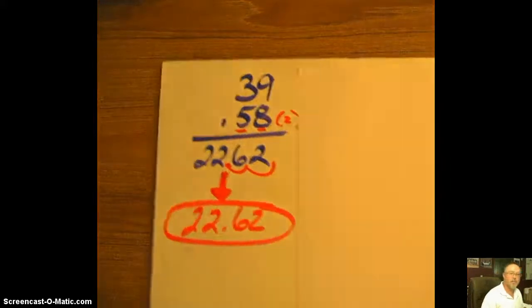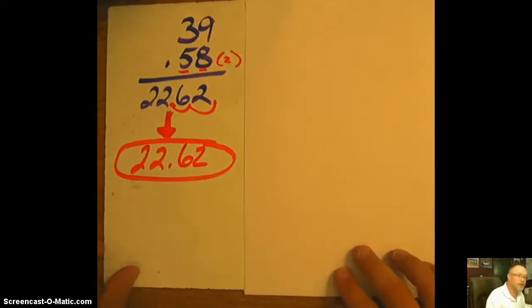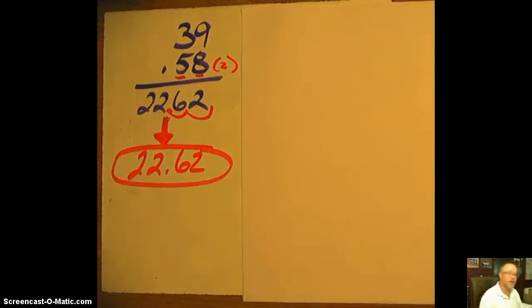So if we look at that part of the problem, here's our setup of what we're doing, 39, and then times 0.58, and I apologize, I forgot my multiplication symbol there.